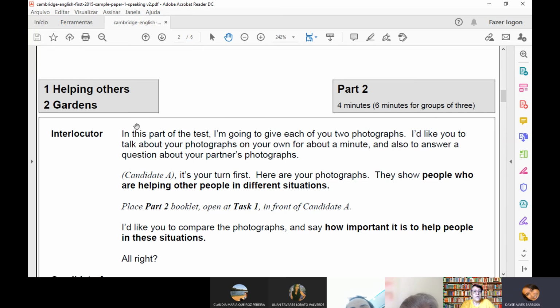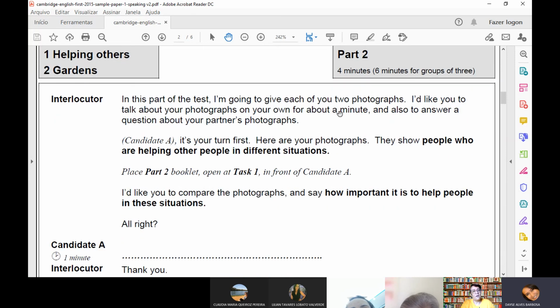Part two, they have pictures. Each candidate receives one photograph. You see, in this part of the test, the interlocutor, the examiner, will always say it this way. In this part of the test, I'm going to give each of you 2 photographs. I'd like you to talk about your photographs on your own for about a minute, and also to answer a question about your partner's photographs. Maria, it's your turn first.